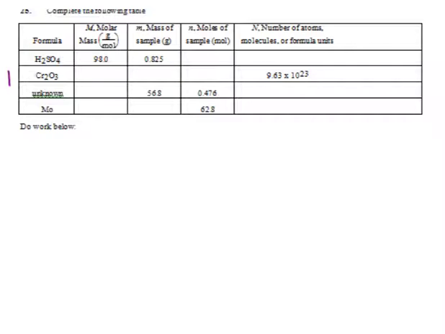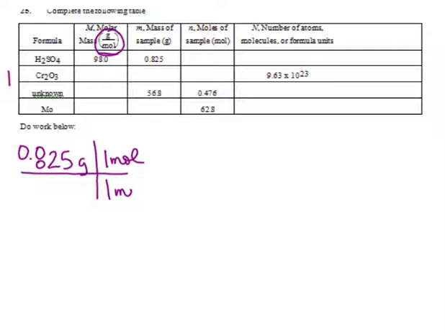So looking at this, we were given sulfuric acid, molar mass, and the number of grams. So we need to figure out how many moles and then the number of formula units we have of sulfuric acid. We're just going to start with our mass: 0.825 grams. And then for every 1 mole, how many grams do I have? 98, because they just gave it to us, grams per mole, right there. 98 grams for every 1 mole.